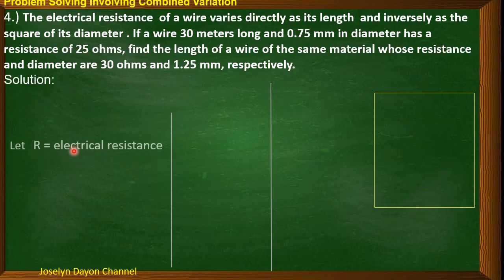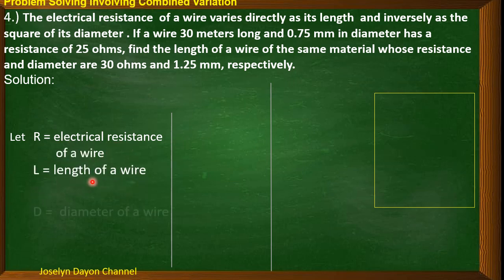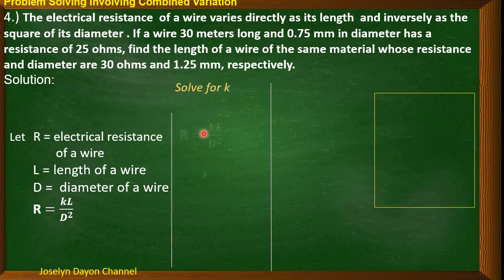So we have R, the electrical resistance of the wire. Next, we have here L, the length of the wire, and D is the diameter of the wire. Next, we have to translate the statement. The electrical resistance of a wire varies directly as its length and inversely as the square of its diameter. So the translation is R is equal to KL over D squared based on the variable that we have assigned. Now we have to solve for K. So this is our equation.